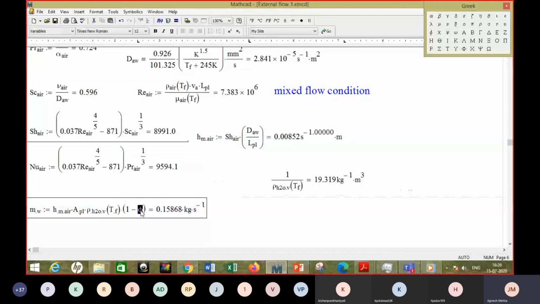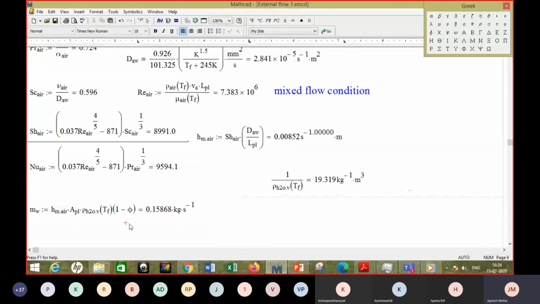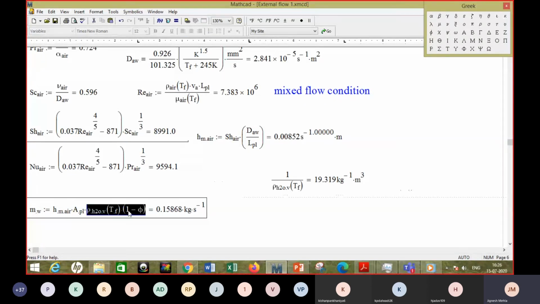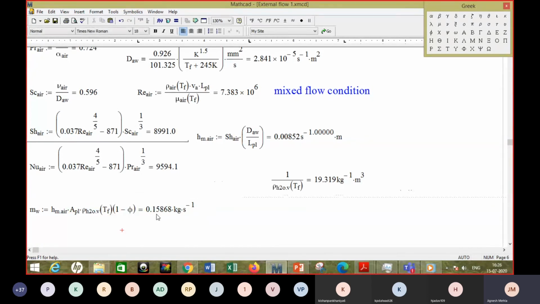But in the free stream, what is that density? It is equal to this RH, relative humidity, into this density, right? So that's the potential difference for mass transfer which you will use, and you get that the convective mass transfer rate of water into air is 0.15686 kg per second.